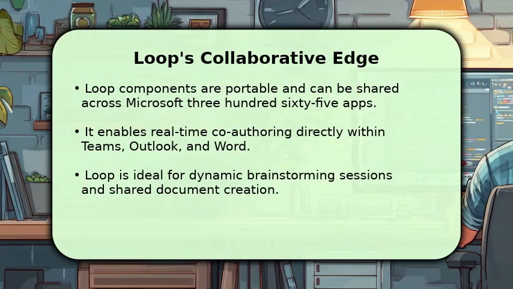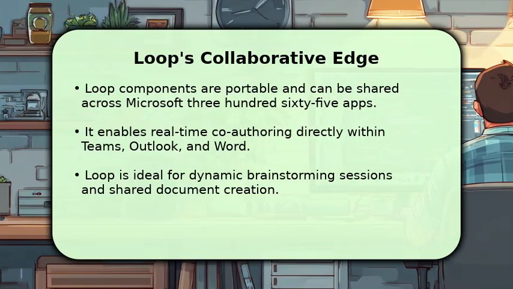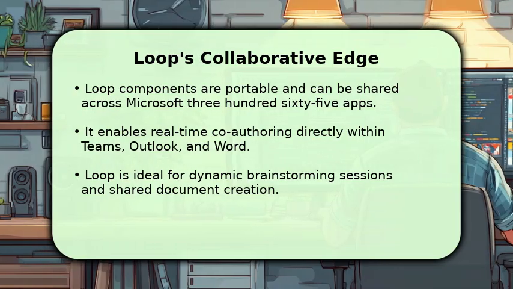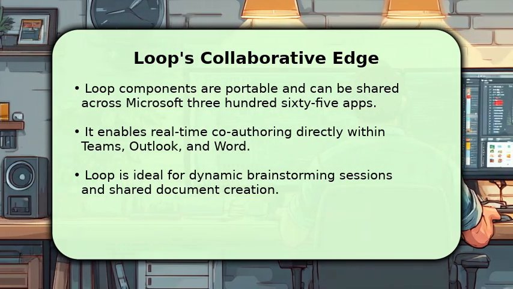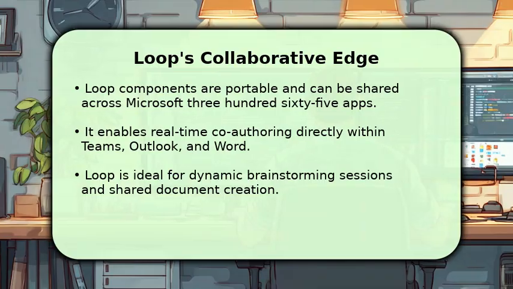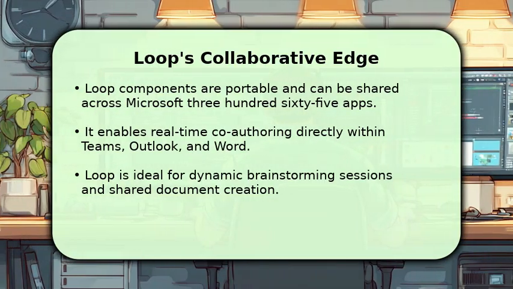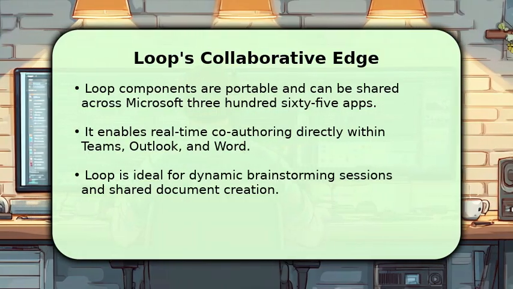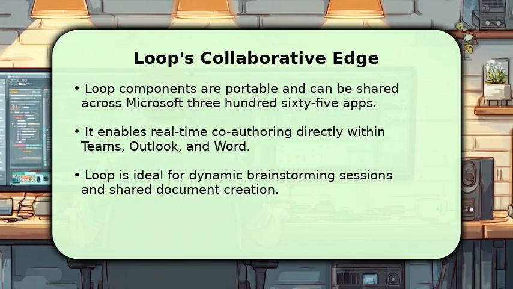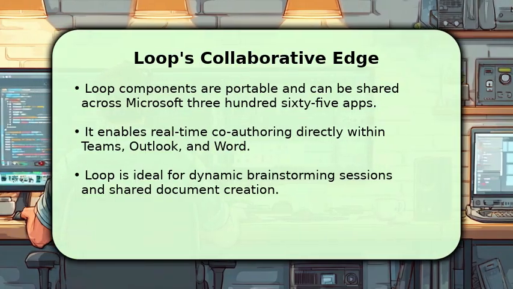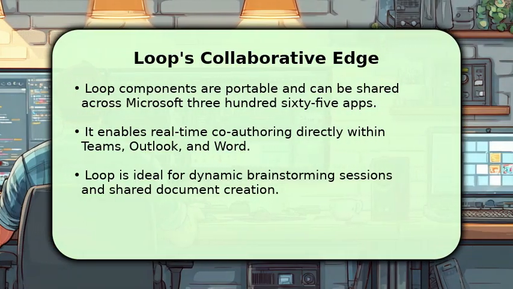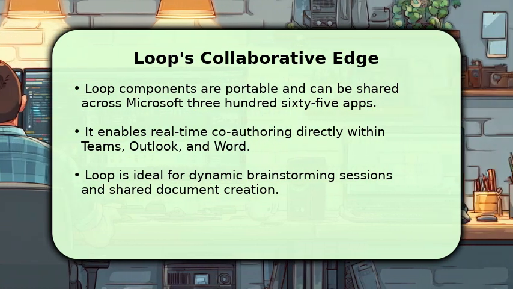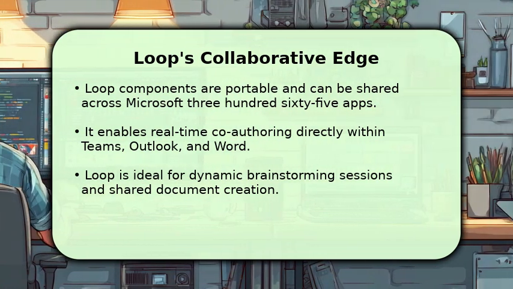Microsoft Loop truly shines in its collaborative capabilities. Imagine creating a dynamic table or a task list in Loop, then seamlessly embedding it into a Teams chat, an Outlook email, or a Word document. Everyone can edit it in real time, seeing changes instantly. This component-based approach fosters incredibly fluid teamwork, making it perfect for quick brainstorming, shared note-taking, and keeping projects moving forward within your existing Microsoft 365 environment.